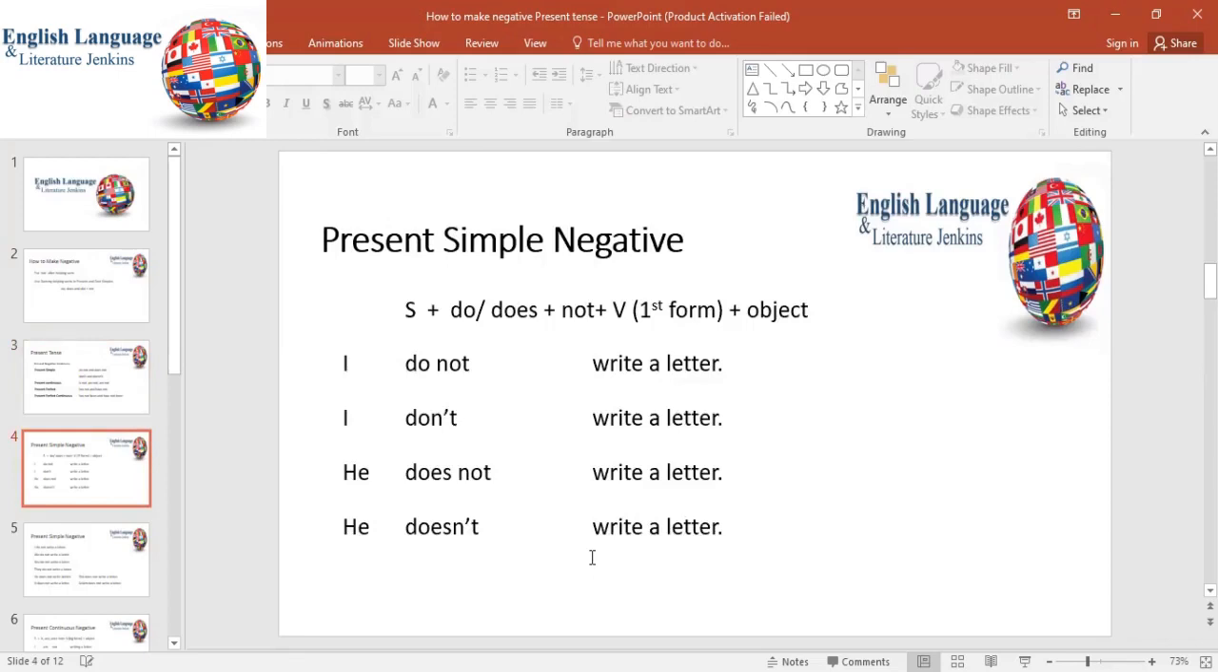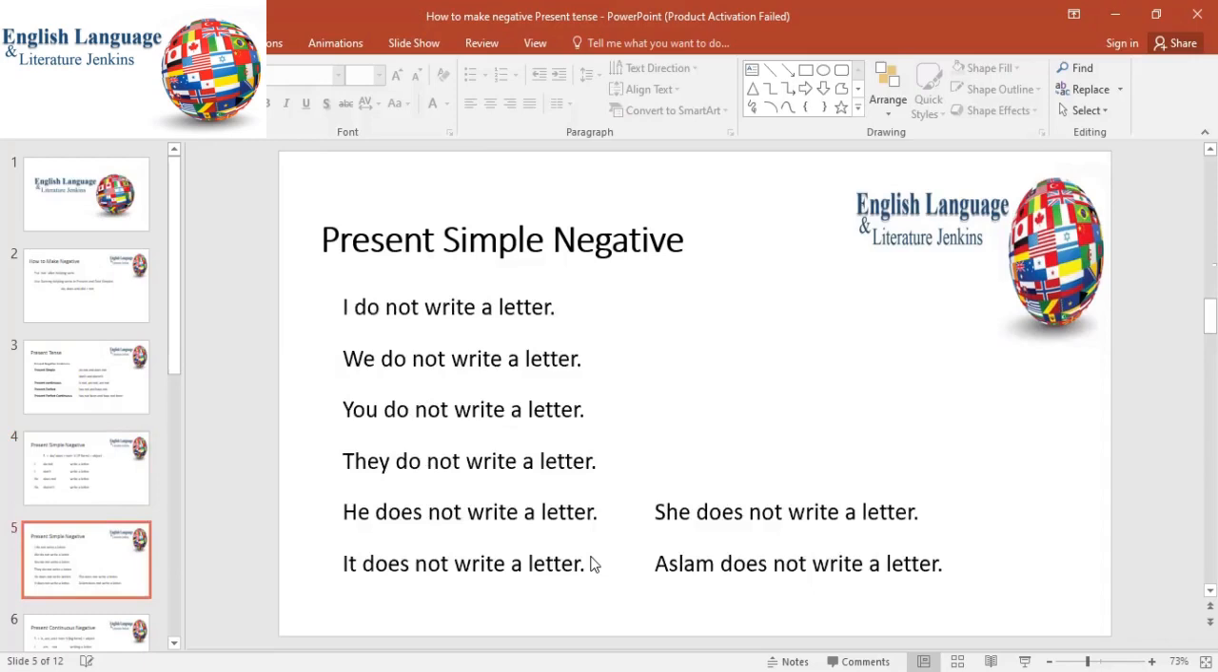Subject, do not, does not, verb first form of the verb, and object. I do not write a letter, or I don't write a letter. He does not write a letter, or he doesn't write a letter. These are the examples of present simple negative.